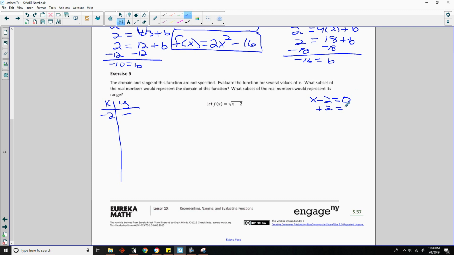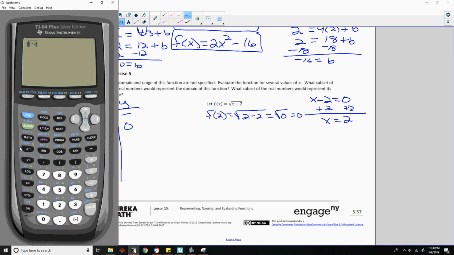In order to solve for x, I add 2 to both sides. I didn't mean to put the equal sign there. Add 2 to both sides, and these cancel, and I get x equals 2. So if I let x equal 2, then f of 2 equals the square root of 2 minus 2, which is the square root of 0, which is 0. Okay, I can do that. I can take the square root of 0, and that is 0.